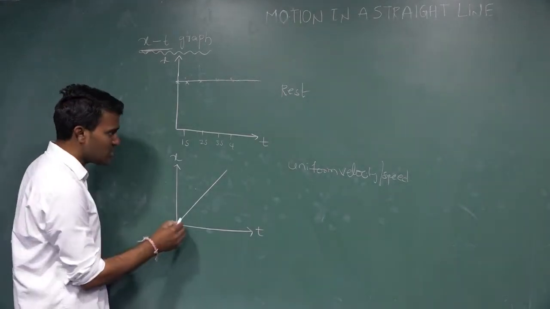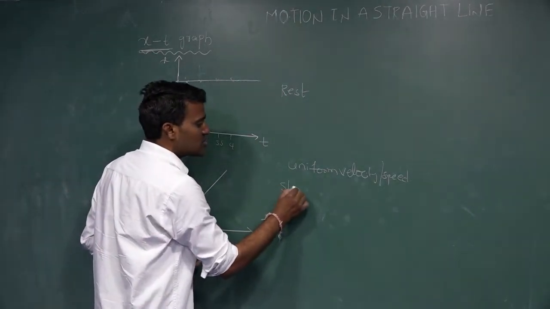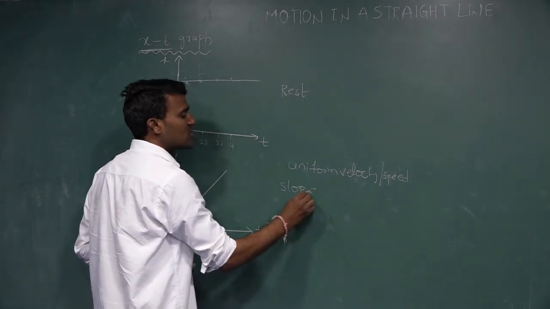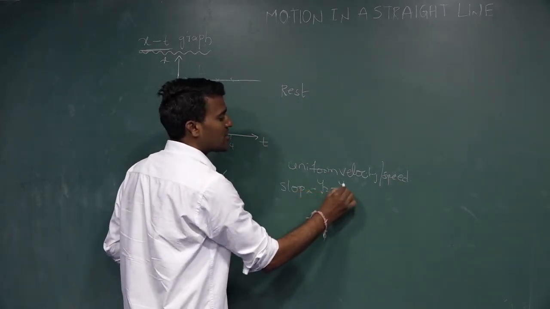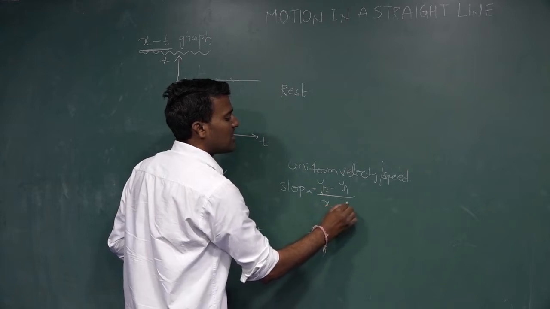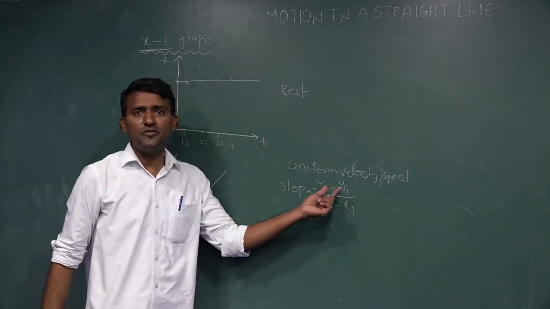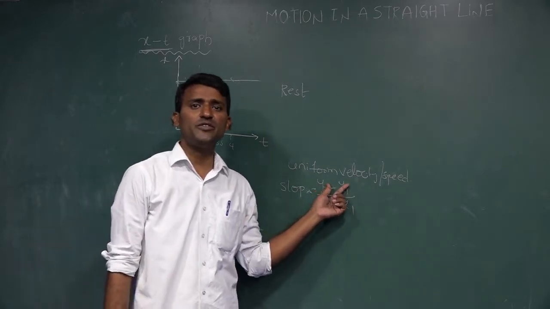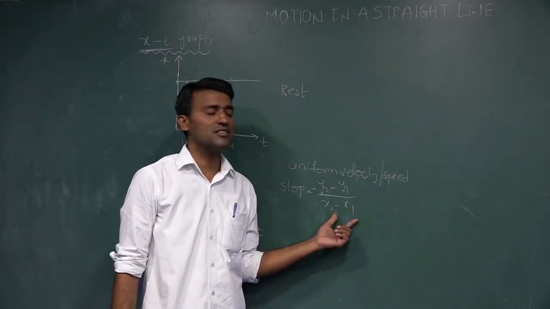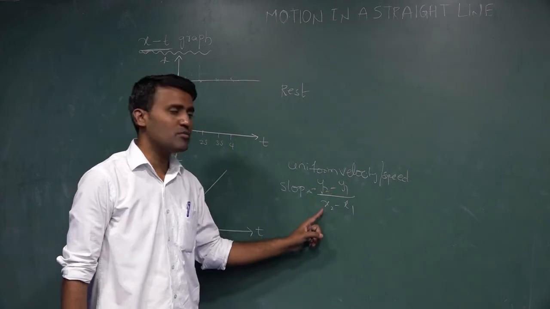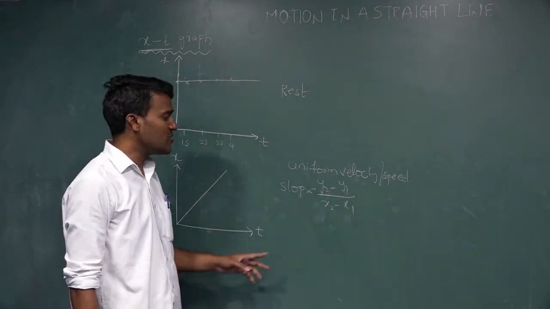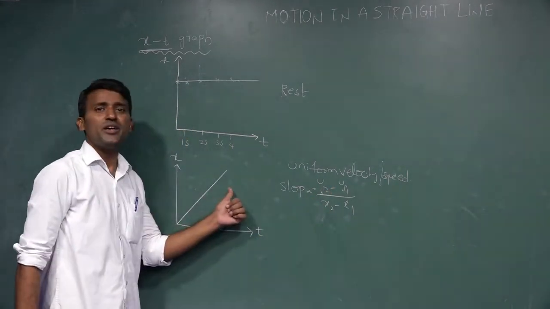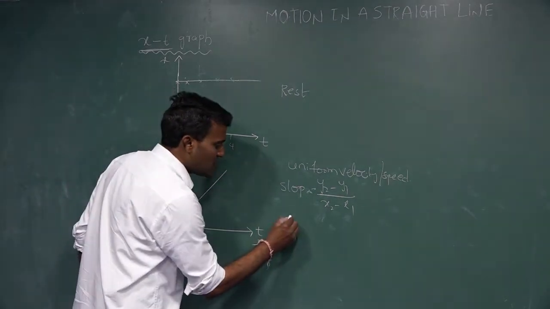Means in this situation, what is the slope? Slope is equal to y2 minus y1 divided by x2 minus x1. The difference between the 2 points on the y-axis divided by the difference between the 2 points on the x-axis. So y2 minus y1 divided by x2 minus x1 is nothing but the uniform velocity. Now this graph we can take in this.